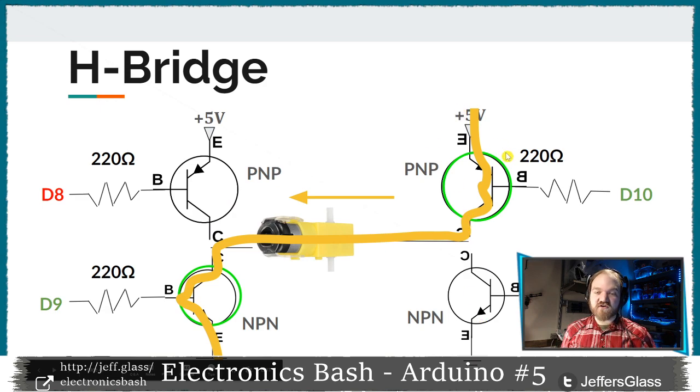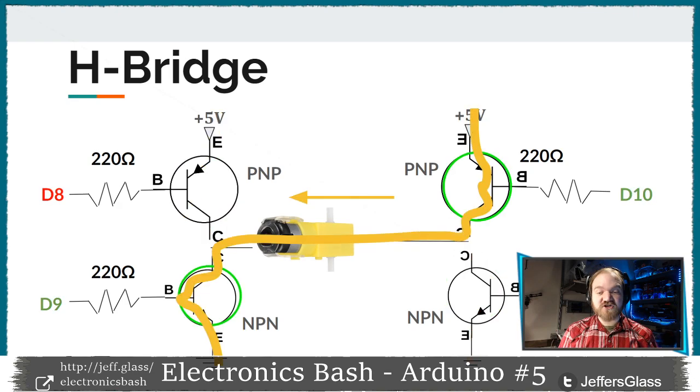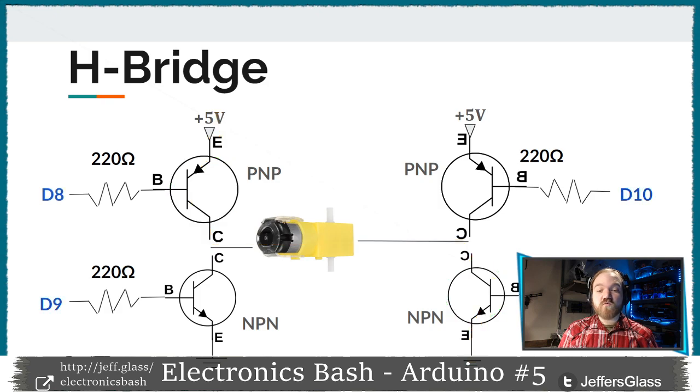If I instead turn on the other PNP transistor and the other NPN transistor, current is going to flow in the opposite direction, right? So in this way, we can see by choosing which of our transistors to turn on, I can choose which direction the motor is going to spin. You wouldn't want to turn on two transistors on the same side of the H-bridge at the same time, because then you have nothing limiting the current flowing from 5 volts to ground, and things will get very hot very quickly.